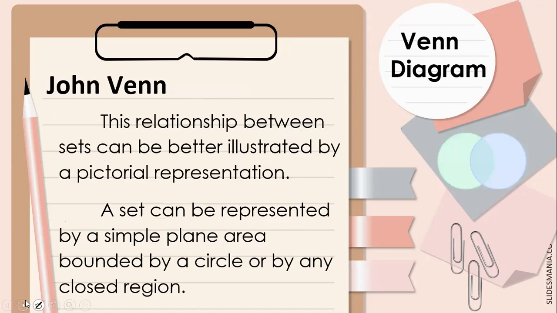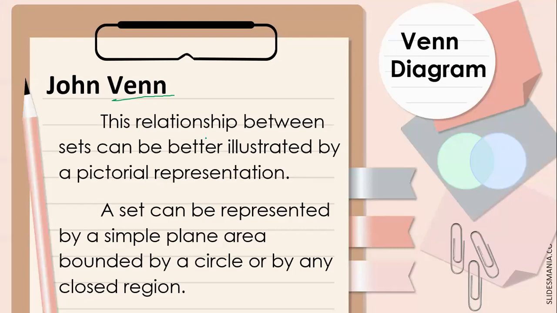We have the Venn diagram. Okay, so alam ko naman dun sa previous grade level nyo, napag-aralan nyo na yung Venn diagram. So let's have a review. Ang Venn diagram, meron tayong English logician na si John Venn. Sa kanya galing yung Venn diagram, from the word Venn. Okay, kay English logician John Venn.